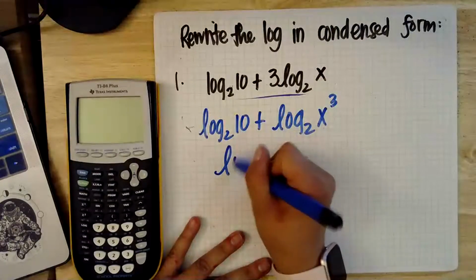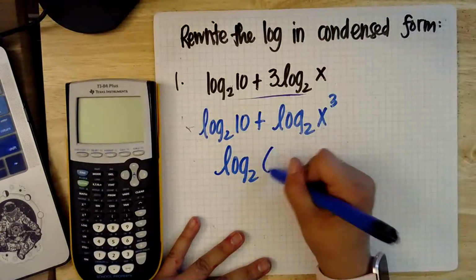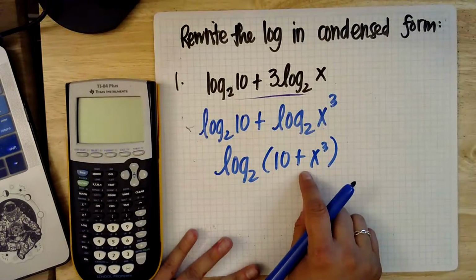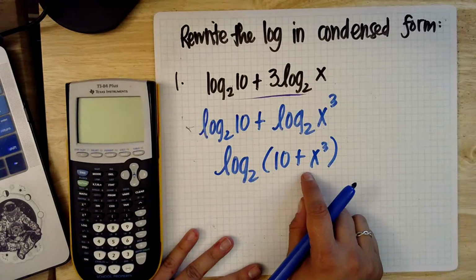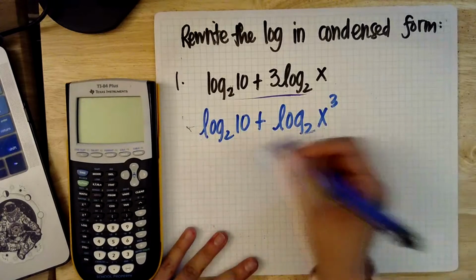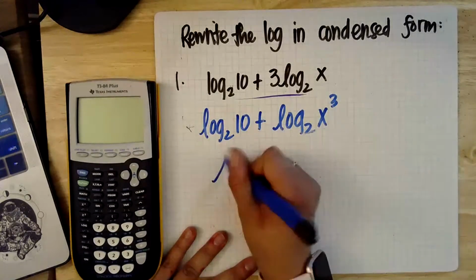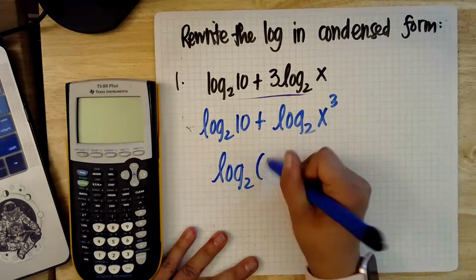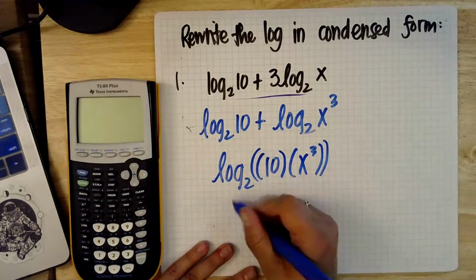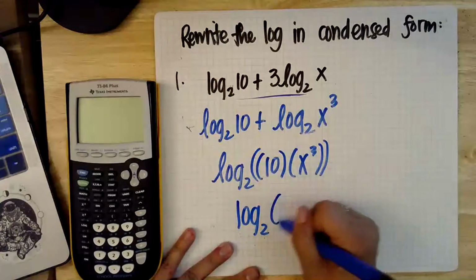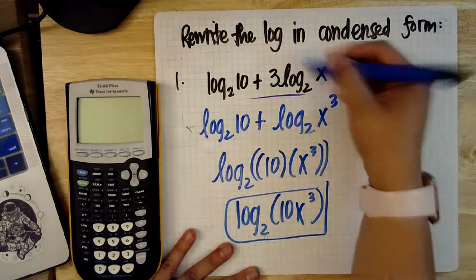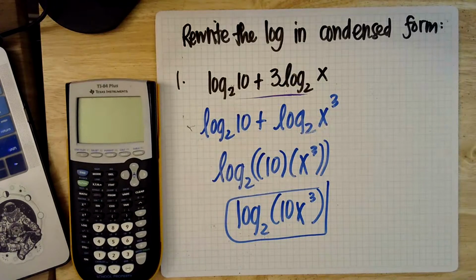So now I recognize that they both have log 2, so I can go 10 plus x cubed, right? And I recognize that the sum is the same thing as a product. I can expand this now. I mean, actually condense it, sorry. Log 2 of 10 times x cubed, like that. And so this simplifies to log 2 of 10x cubed. I just wanted to showcase that extra step just because I know this is new for all of us. Okay.